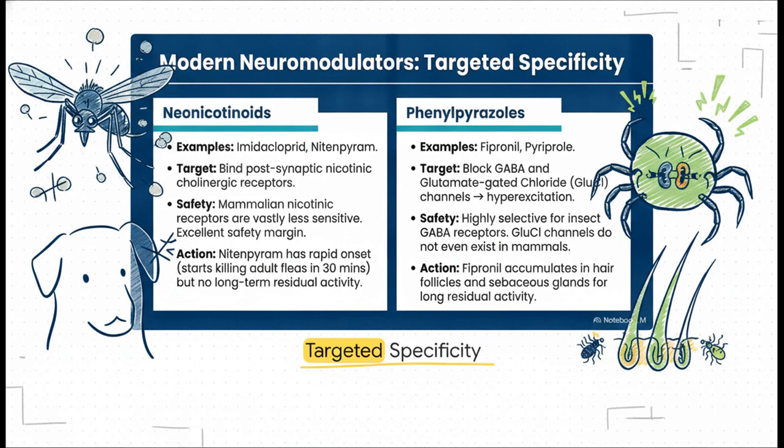Then you have phenylpyrazoles, like Fipronil, which block GABA and glutamate-gated chloride channels. And get this, those glutamate-gated channels don't even exist in mammals. This is exactly why Fipronil can safely accumulate in a dog's hair follicles, giving long residual protection against fleas and ticks without harming the dog.